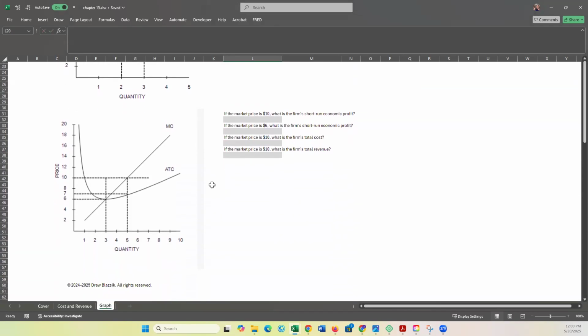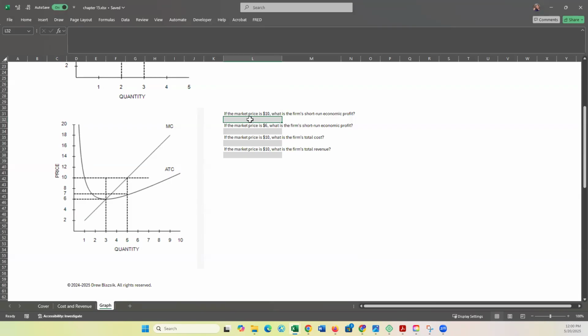Last part here. Now what we got here is an average total cost. We got a marginal cost curve. That's our supply curve. There's our average total cost. Remember, it's always at the minimum average total cost because if the additional cost for the additional unit is below the average, the average is going down, hits a minimum. And if the additional cost is above the average, it's going up.